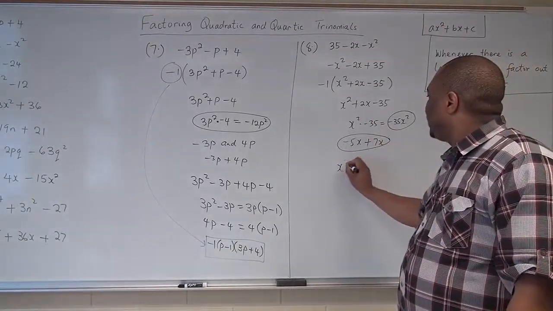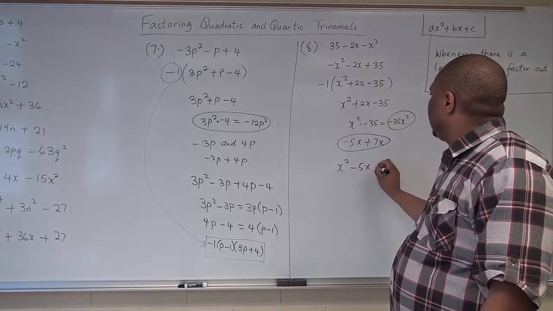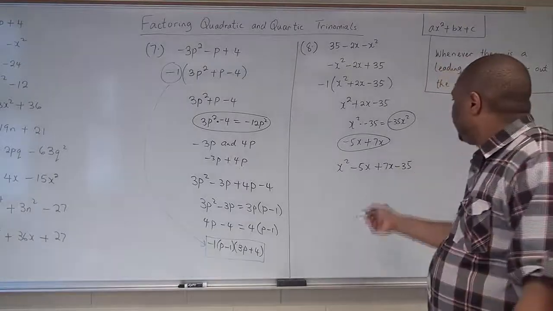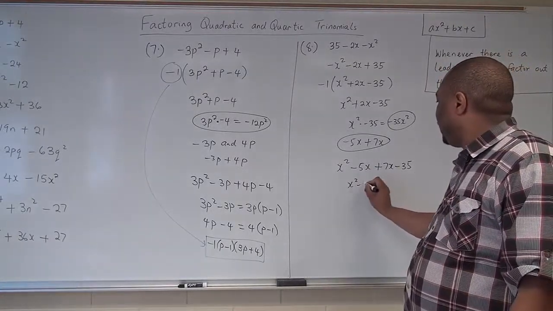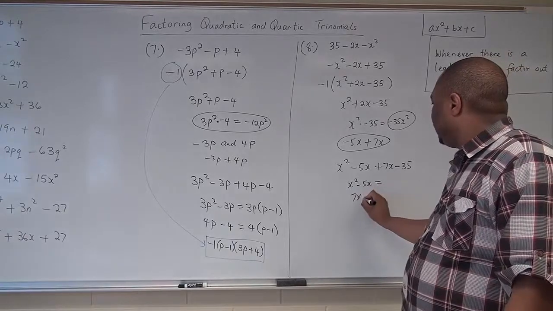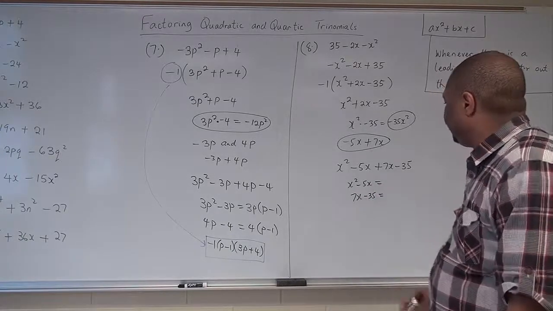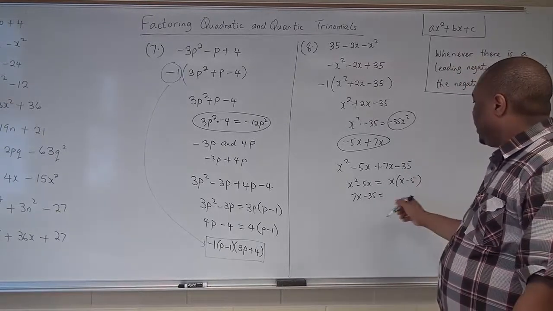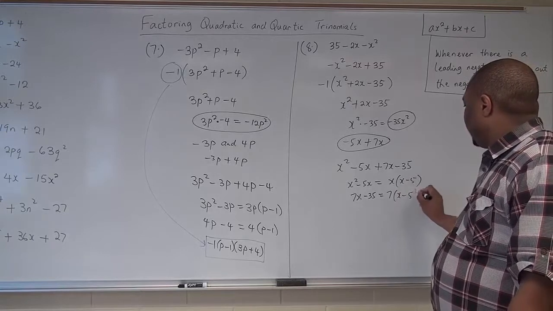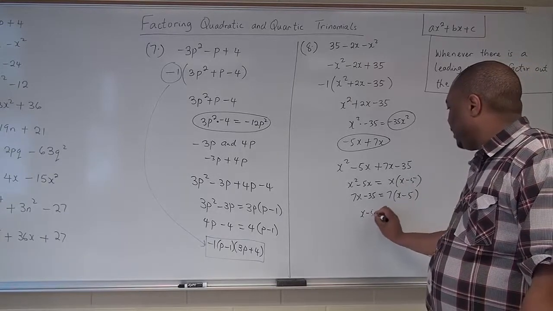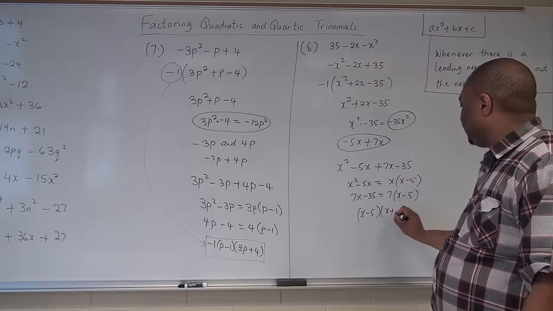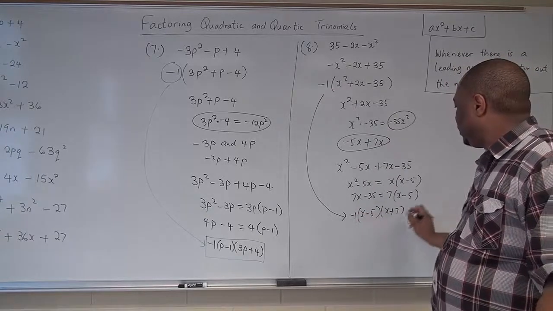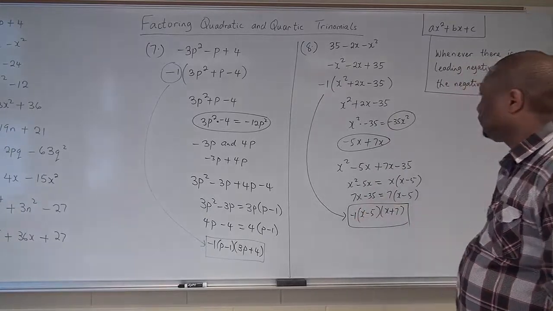So this will be x squared minus 5x plus 7x minus 35. Okay? We factor by grouping. I like using the radical method. So this is x minus 5, and then this is 7 times x minus 5. So I'll now have x minus 5 common first, then x plus 7. And then I bring down this negative 1 right here. So this becomes my answer. That is it.